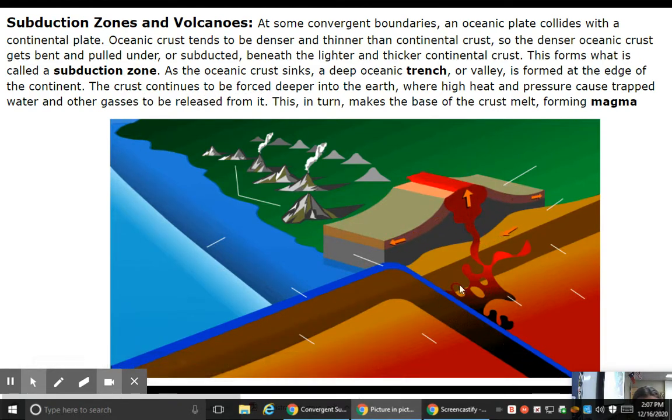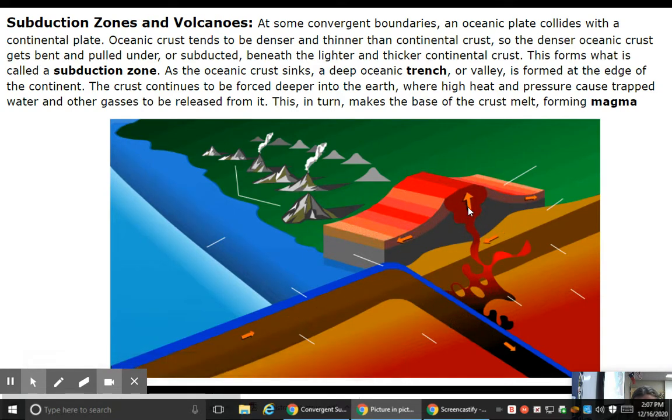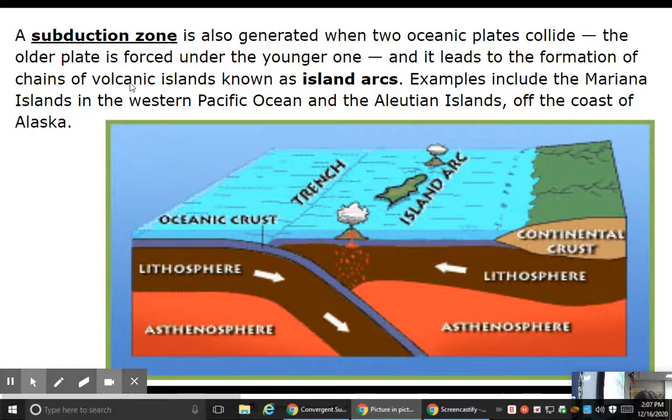The crust continues to be forced deeper into the earth, where high heat and pressure cause trapped water and other gases to be released from it. This in turn makes the base of the crust melt, forming magma, and then that magma is pushed up and it forms volcanoes or volcanic mountain ranges on the continent.